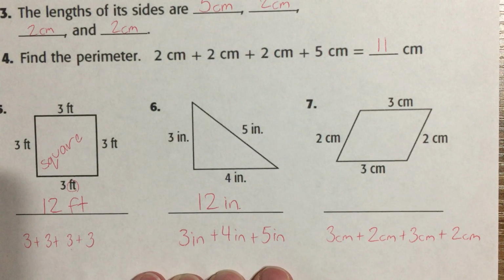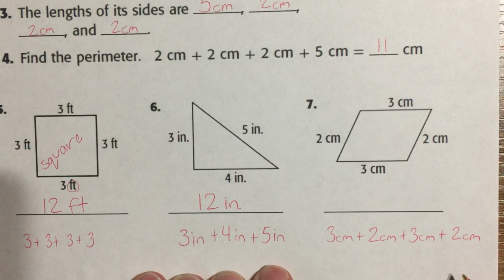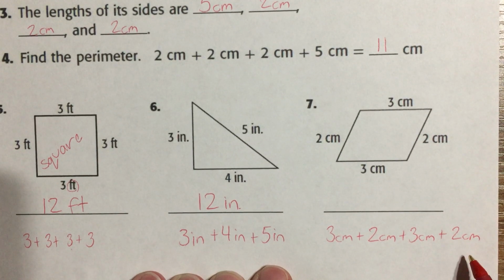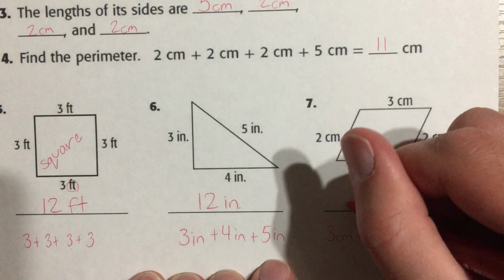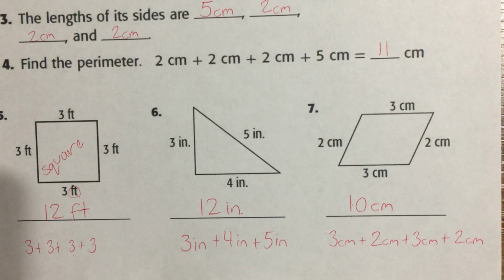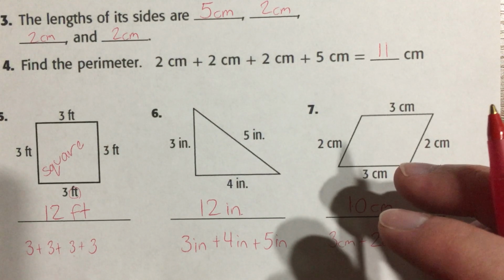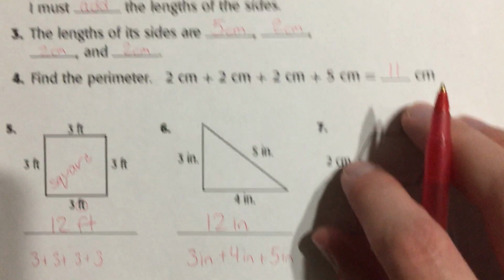So we got 3 plus 2 is 5, plus another 3 is 8, plus another 2 is 10. 10 centimeters. Make sure we get that label on there as well. Very important to do so. Okay. So that's all there is to it. That is what perimeter is.